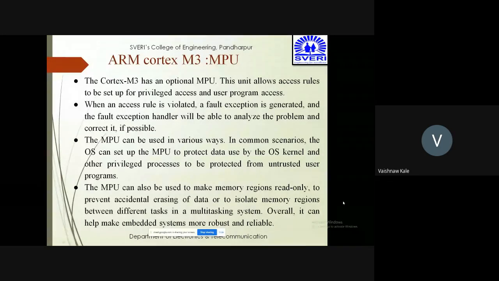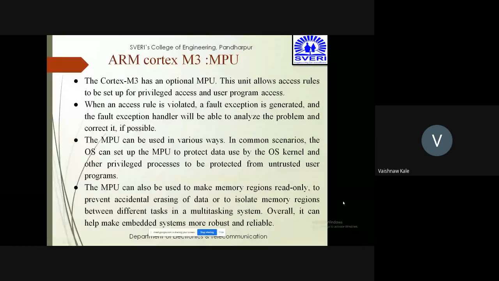This unit allows access rules to be set for privileged access and user program access. When an access rule is violated, a fault exception is generated. As soon as an access rule is violated, a fault exception is generated, and the fault exception handler will be able to analyze the problem and correct it.